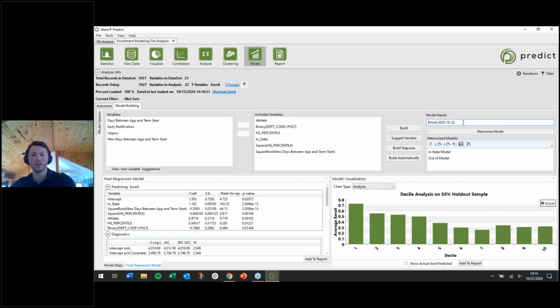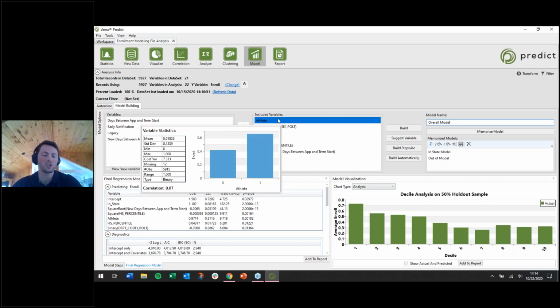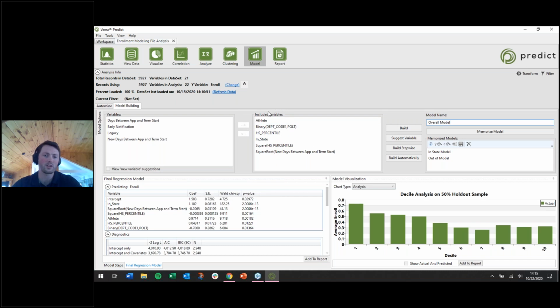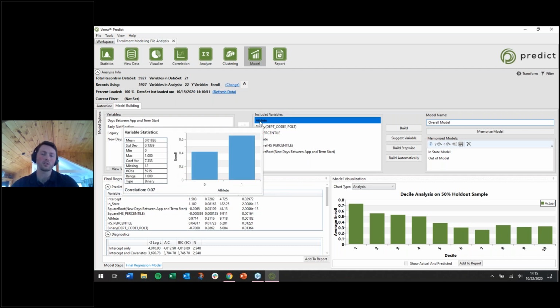So let me go ahead and do that. Now I'm going to work through the process of talking about its interpretation. So I shared with you last time that one of the quickest ways to get a sense for the model is by understanding the variables that are entering it.